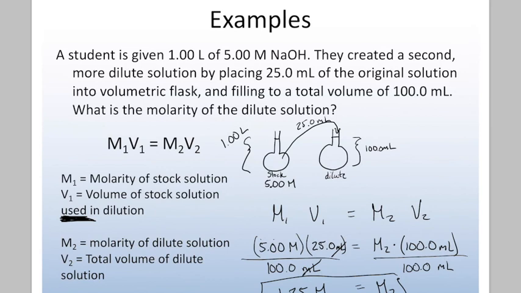All right, so that's how you would find the concentration of a diluted solution, again using this famous dilution equation, M1V1 equals M2V2. Again, just to caution, make sure that for V1 you're using the amount of stock solution that's actually used in the dilution.